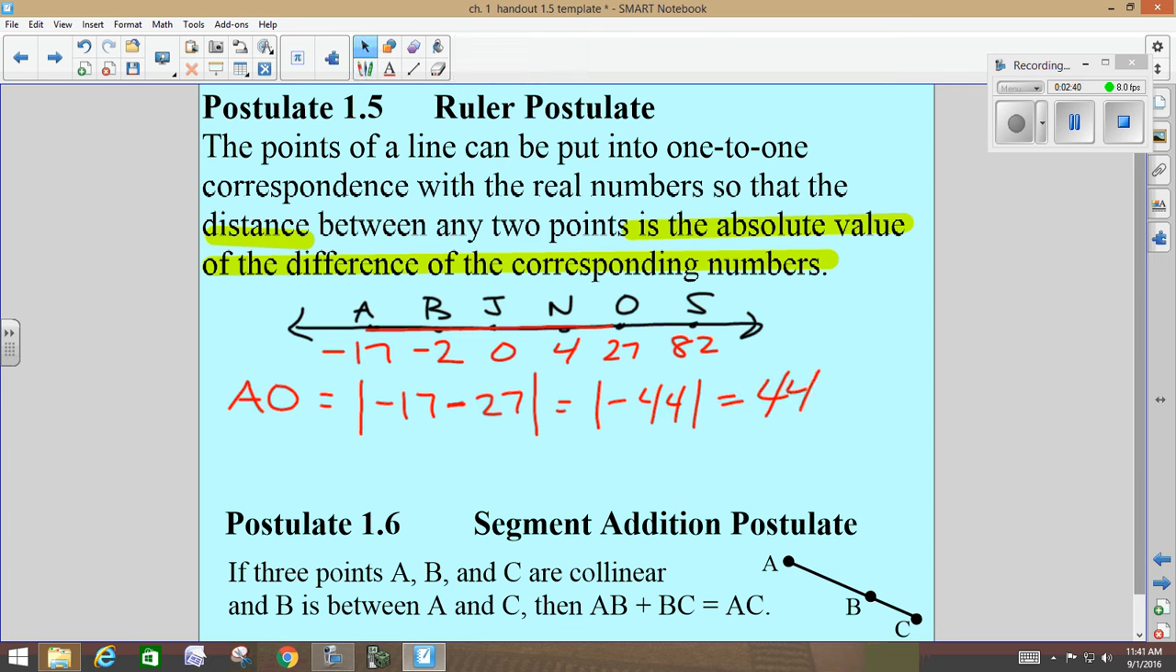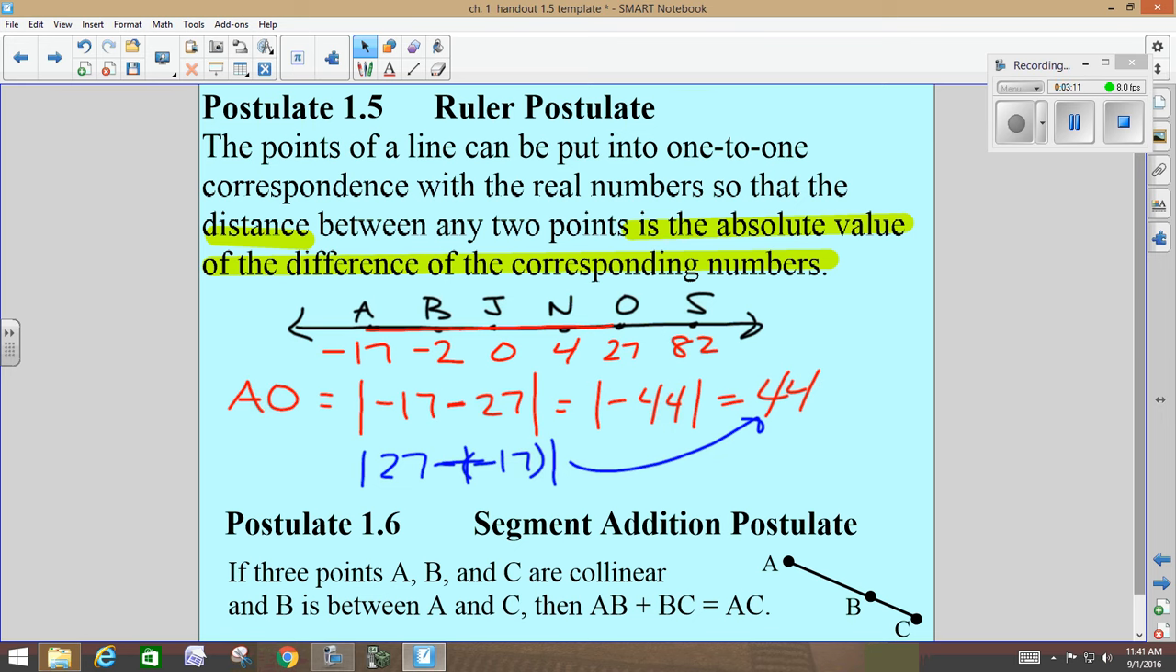Distance between 2 points: find the absolute value of their difference. Subtract them. It wouldn't matter the order. If I went 27 minus negative 17, what happens when you minus a negative? You add it, and don't you still get 44? So the ruler postulate just says you can take points on a line, put them on a number line, and then find the distance between them. Sometimes they're really easy. The distance from J to N is 4.